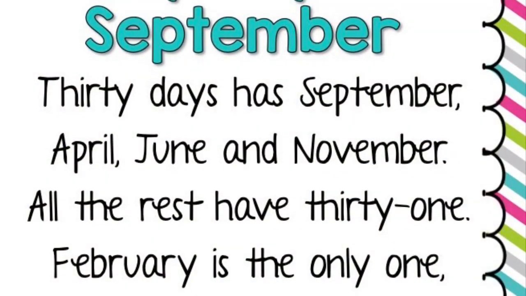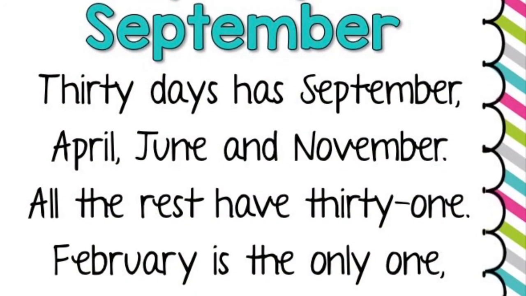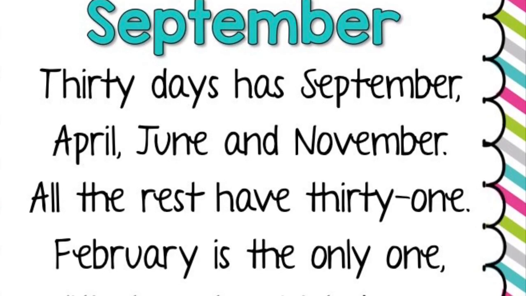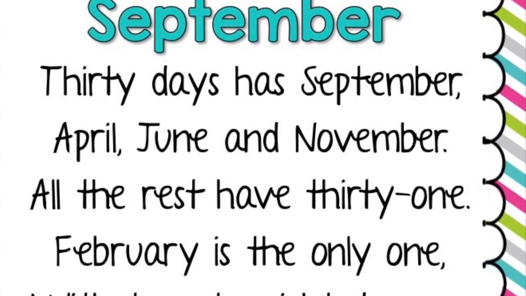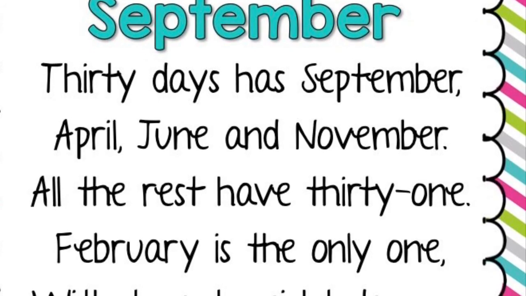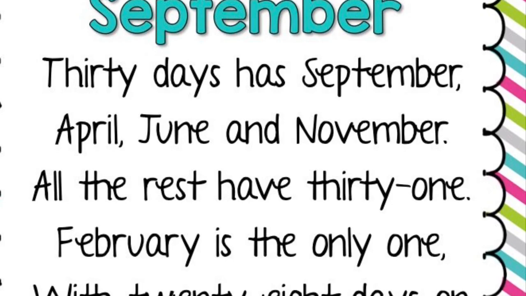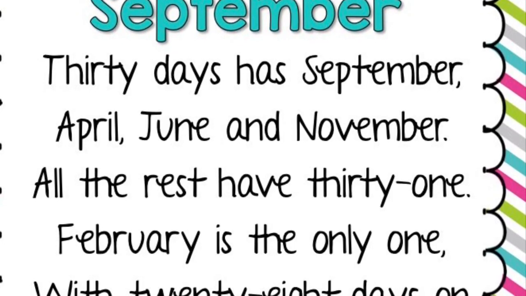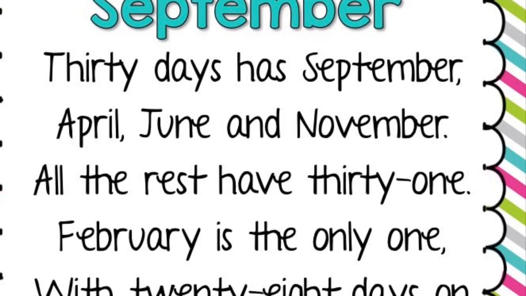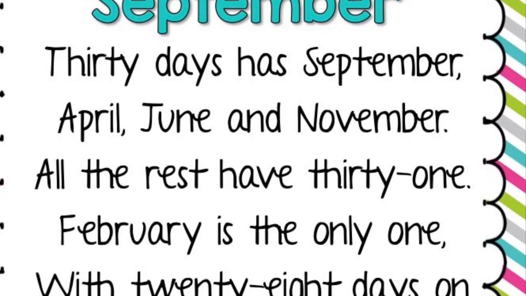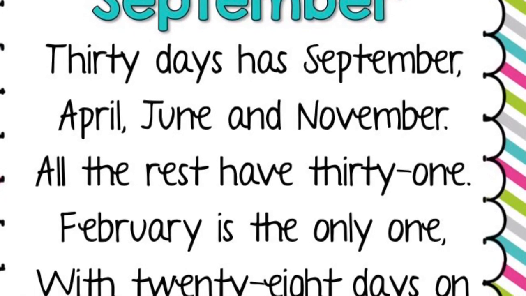I want to remind you that 30 days has September, April, June, and November. All the rest have 31. February is the only one with 28 days on most years and 29 during a leap year. So remember that information because you're going to be asked questions about particular months and how many days they have.